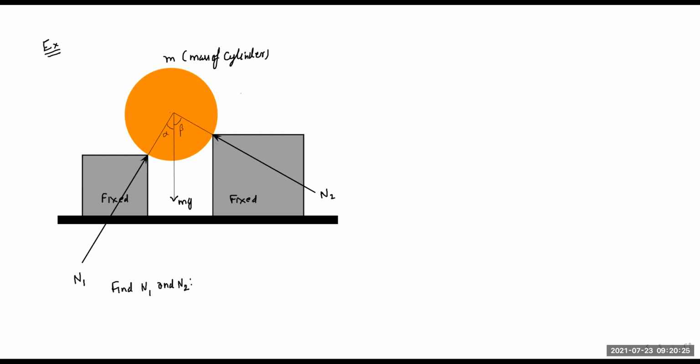Sir, N1 and N2 are acting upwards, right? Yeah. So you can extend that line further and make them co-initial vectors. You know how to make co-initial? Yeah, sir. Take the center of the cylinder as the origin. That's the idea. And then draw the relevant lines to solve.